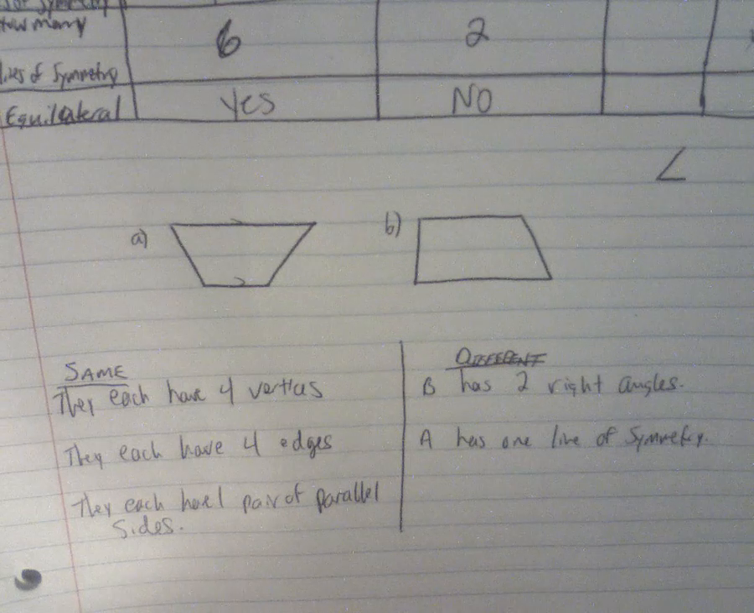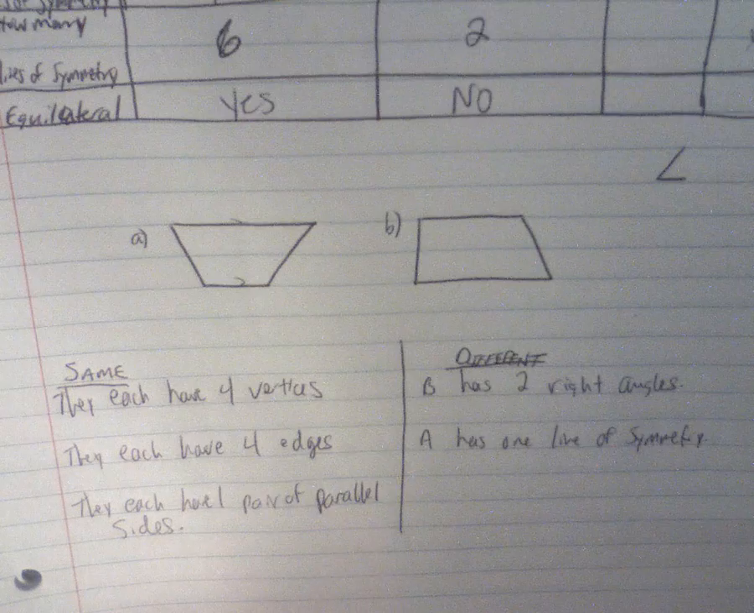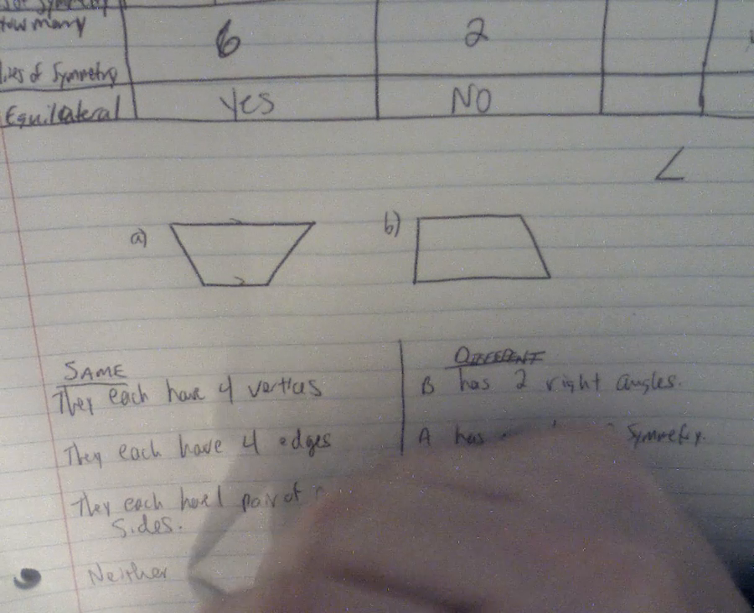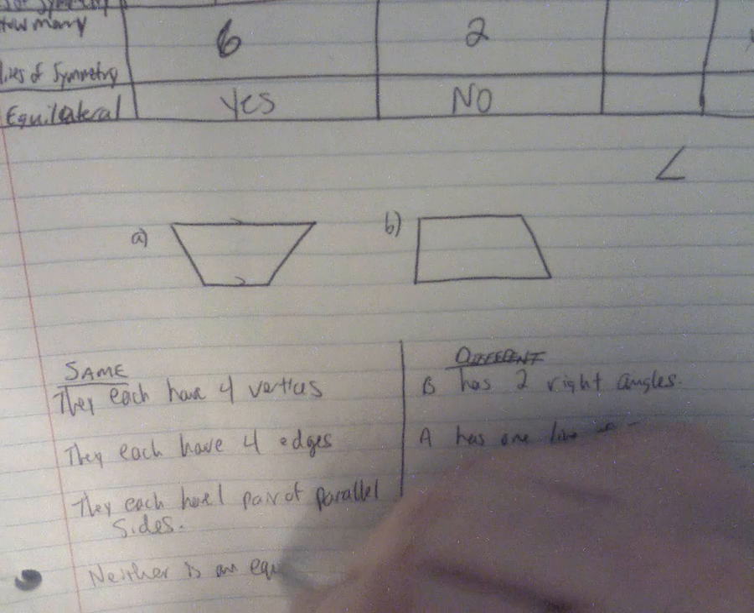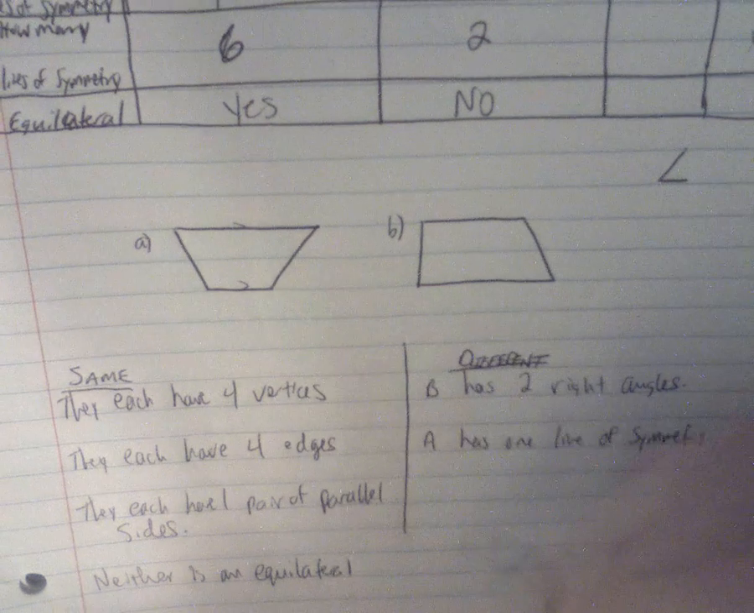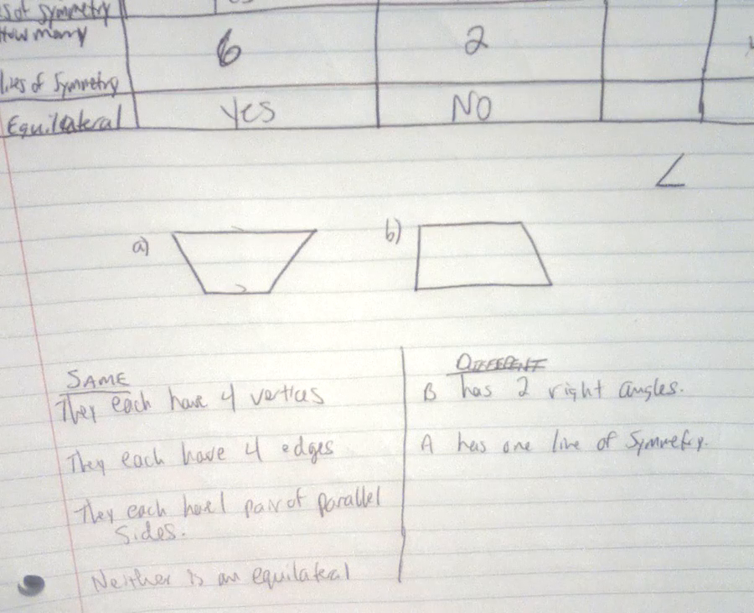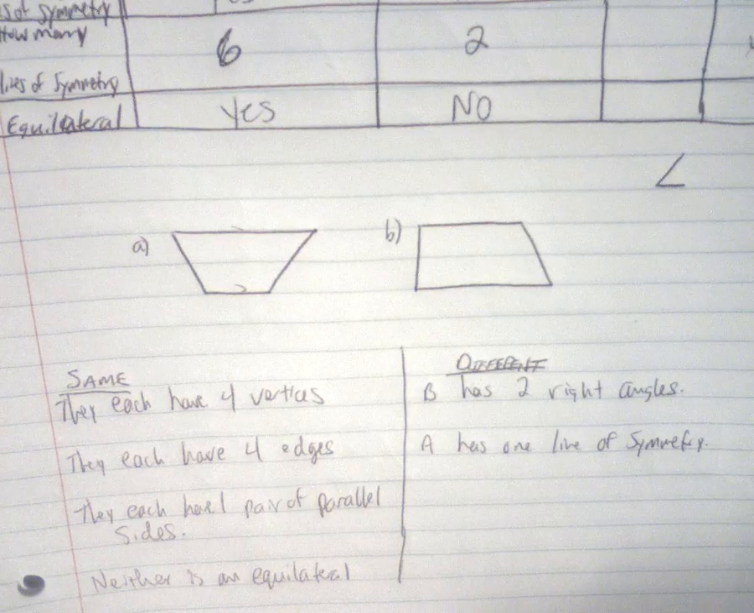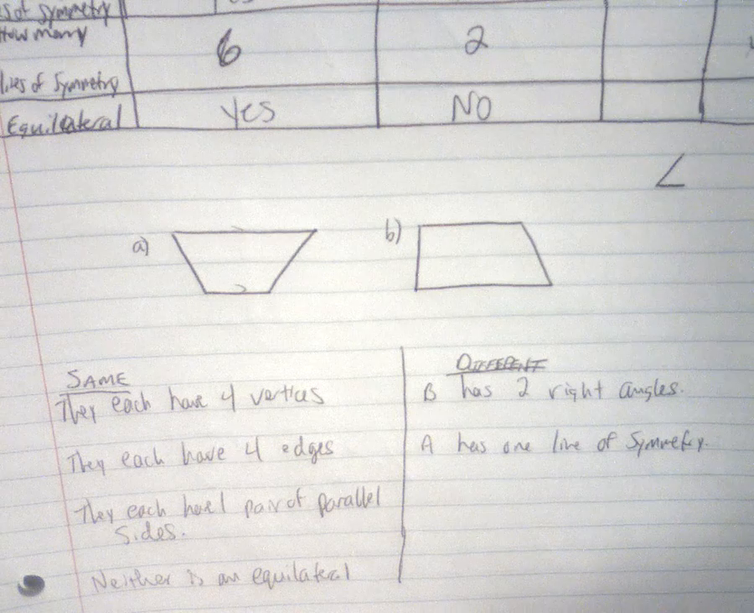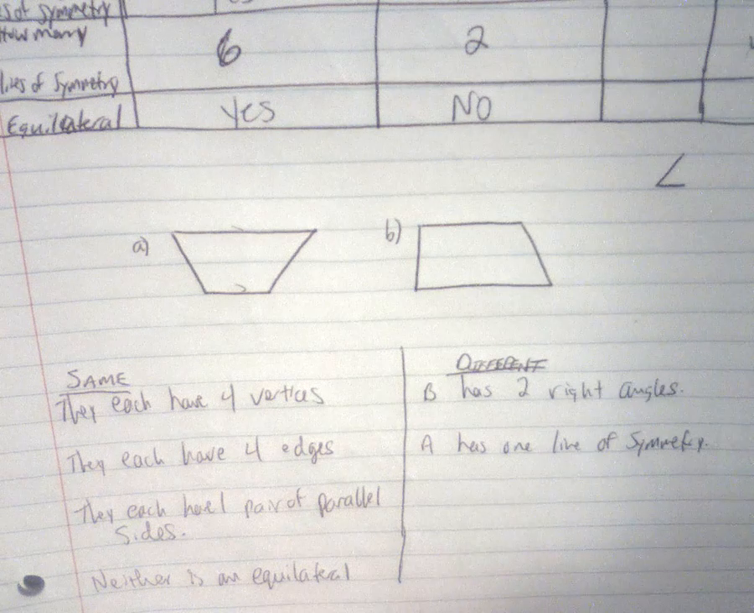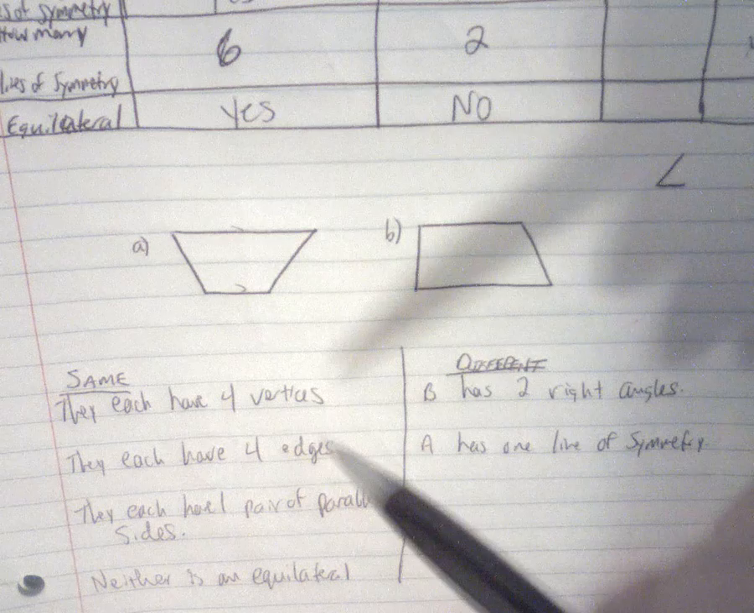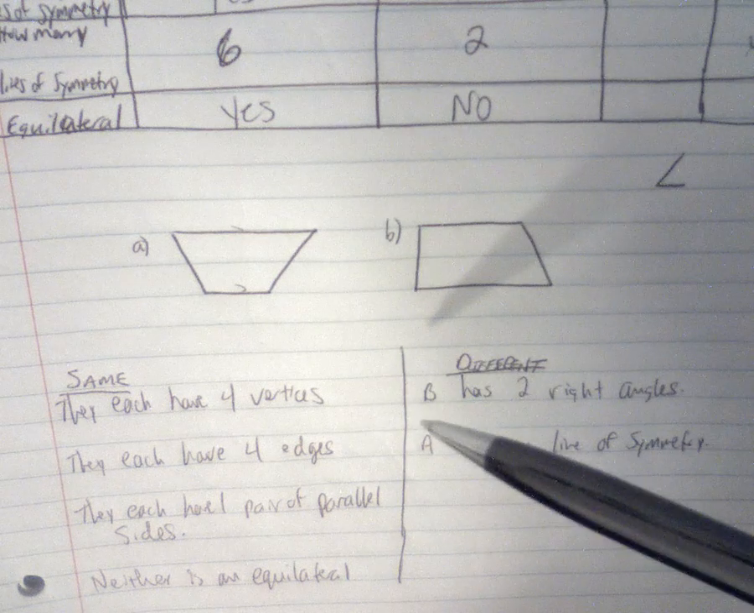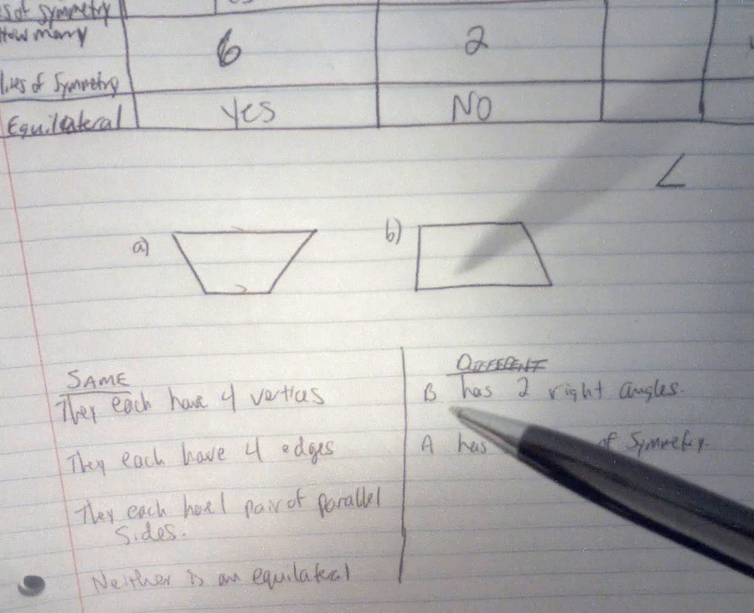And whether the figures are equilateral. They are the same in that neither is equilateral. So in your book, it's going to ask you to take a look at 2 figures and compare those 2 figures through writing. It's going to ask you to mention the vertices, the edges, the pairs of parallel sides. This is exactly what I would like to see. Take a look at that, compare it, and do what it asks you to do.